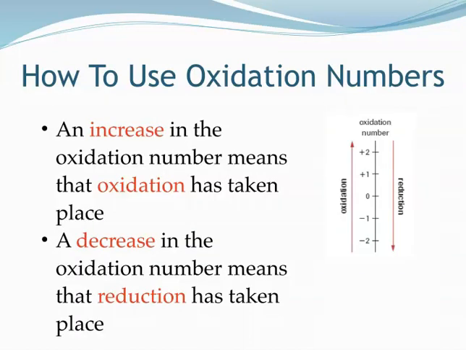We can also use oxidation numbers to tell us which entity is oxidizing and which entity is reducing in a chemical reaction. An increase in the oxidation number means that oxidation has taken place. A decrease in the oxidation number means that reduction has taken place.